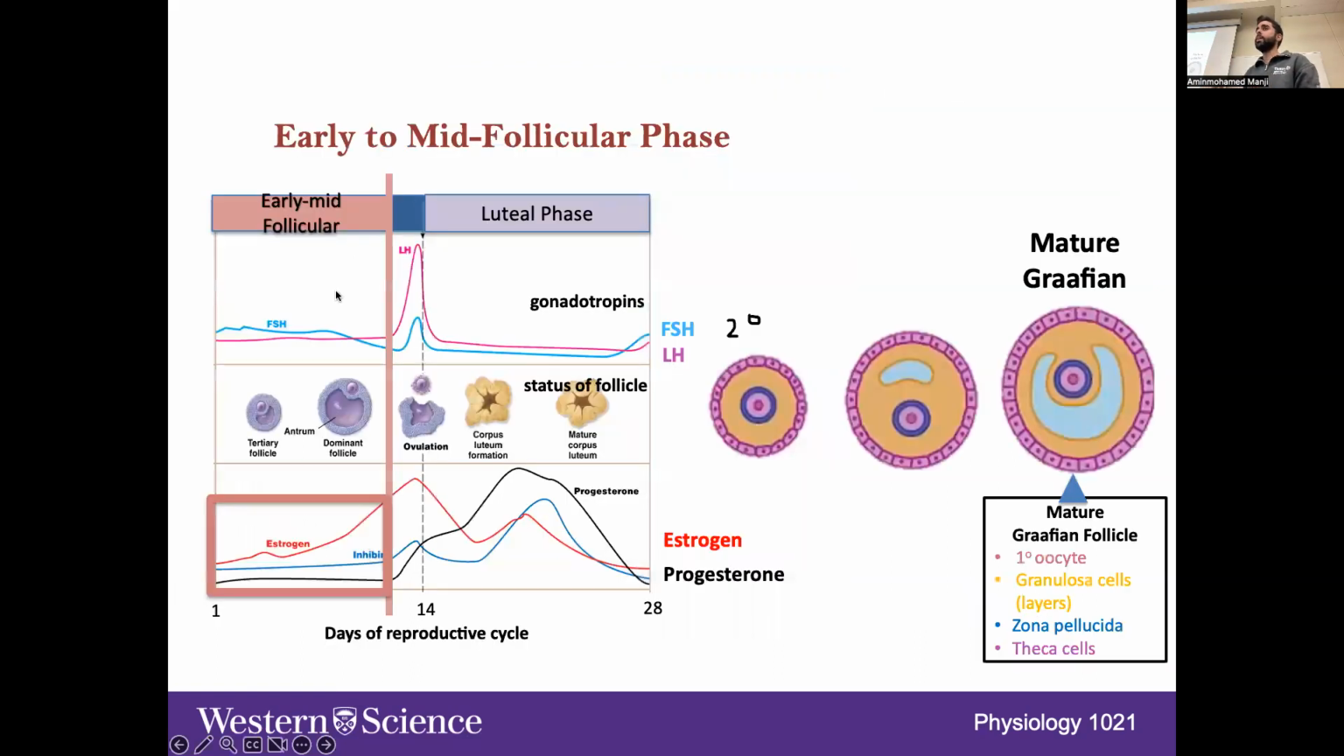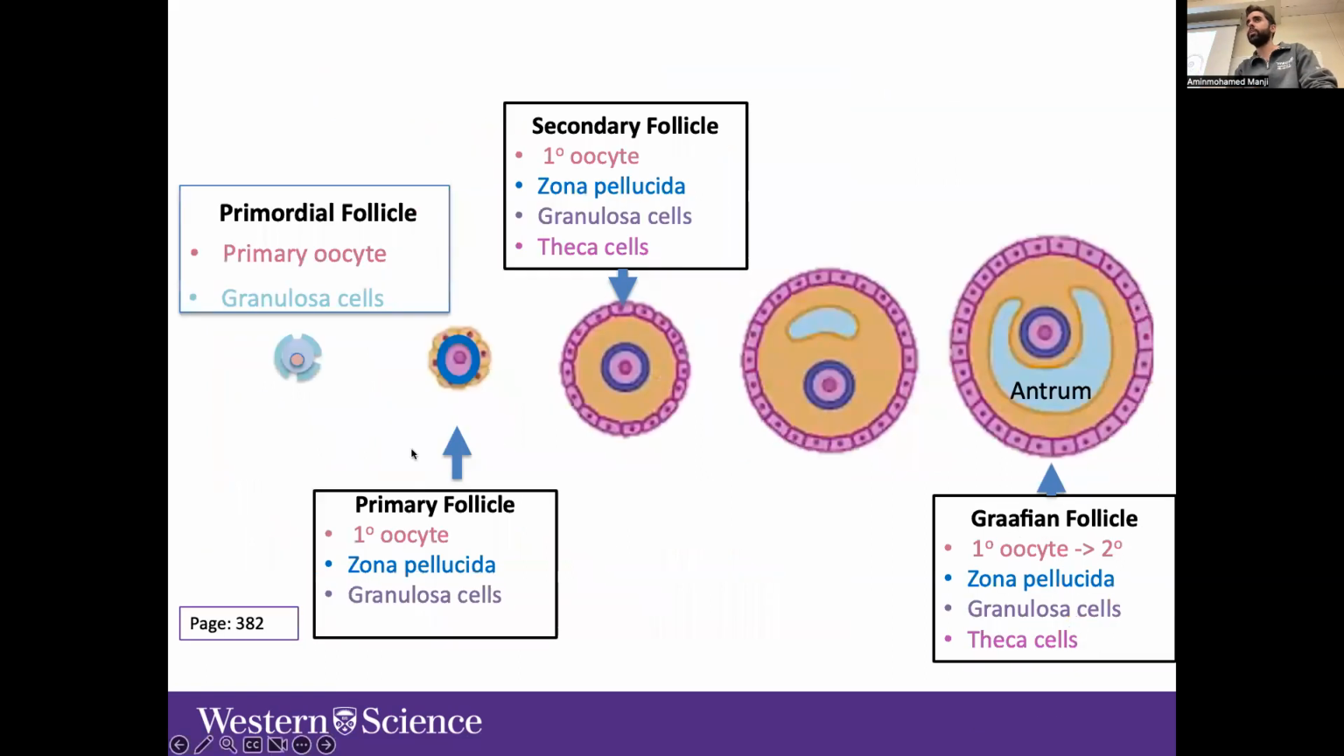Okay, so that is all happening in this early to mid follicular phase, right? You have the development of the follicle. So that primary oocyte is still a primary oocyte, but it's the follicle that's going to be developing. Right, so let's look at this in kind of detail here.